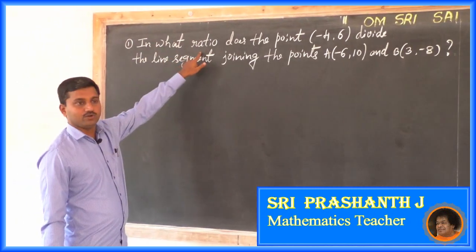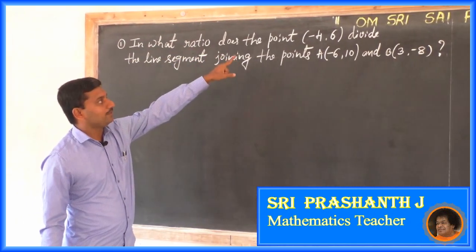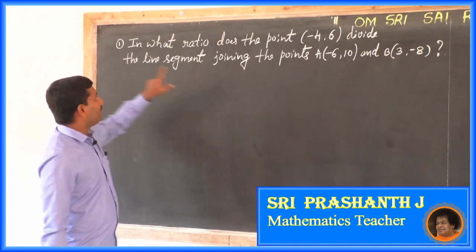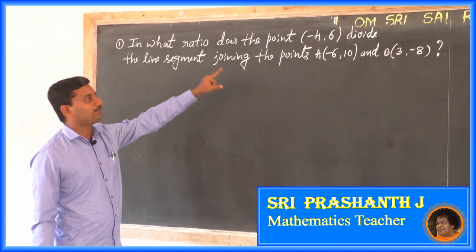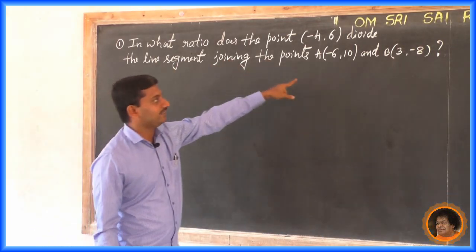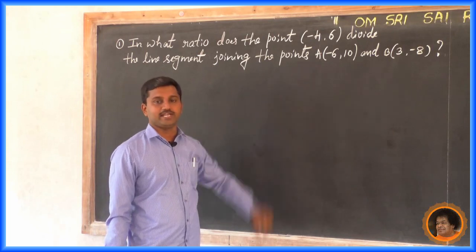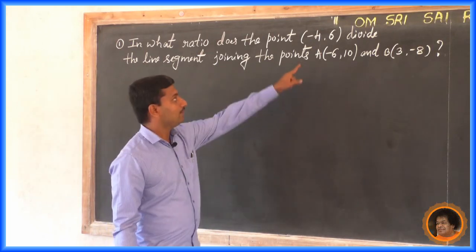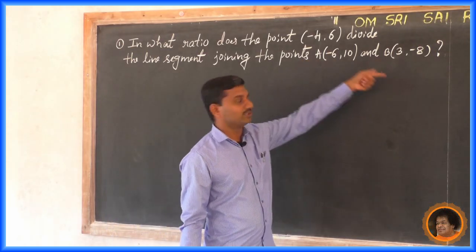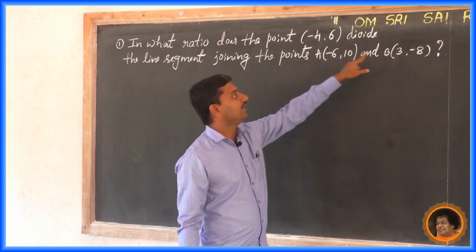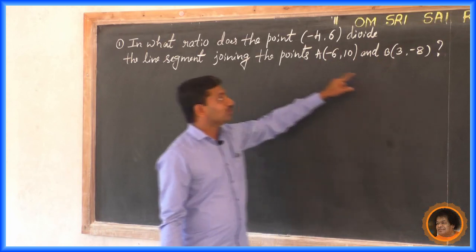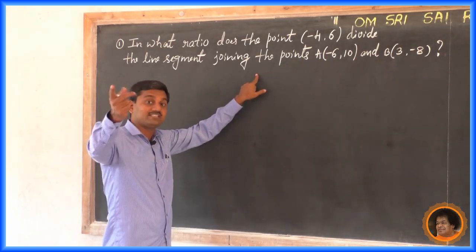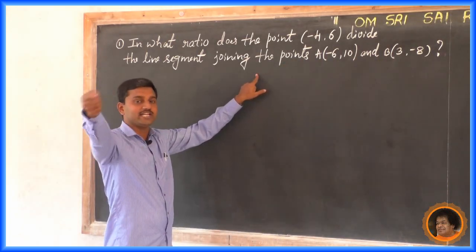In what ratio does the point (-4, 6) divide the line segment joining the points (-6, 10) and (3, -8)? So here the two coordinate points are given. Which are the two coordinate points? Point A and point B, with coordinates (-6, 10) and (3, -8). So the point P divides the line segment AB in the ratio m:n.